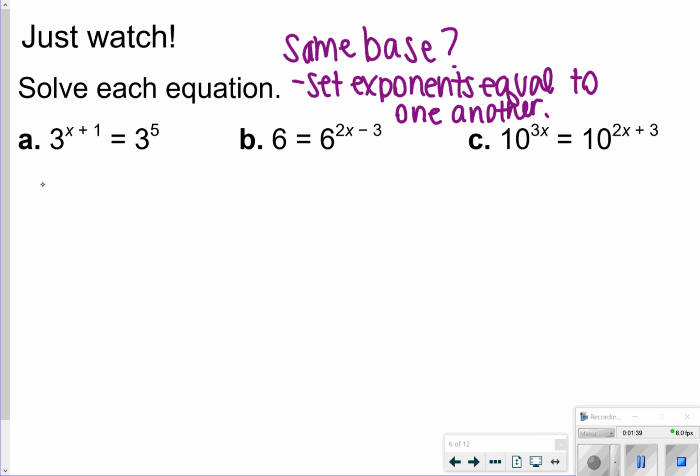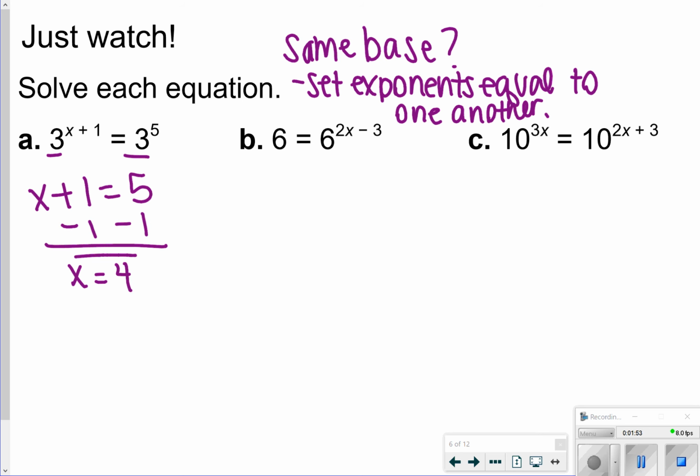So for letter A, I will have 3's as my base, so I would just write x plus 1 as my exponent on one is equal to 5 on the other. And then I would solve for x. I'm going to just subtract 1 from both sides. So letter A, x is equal to 4.